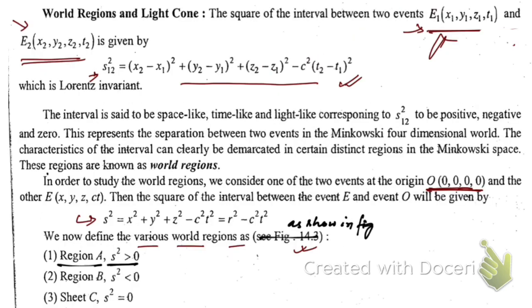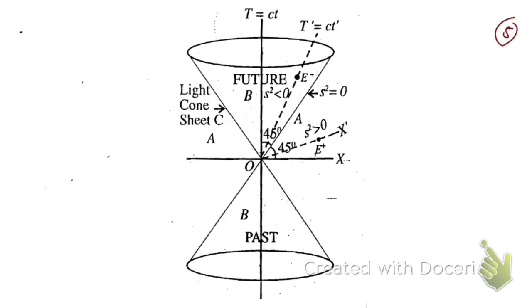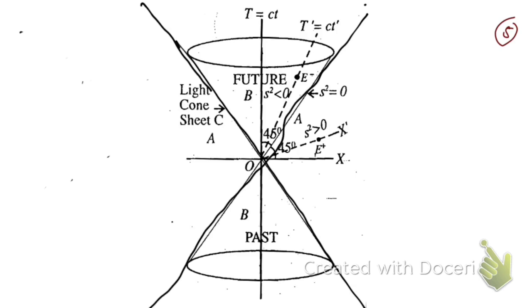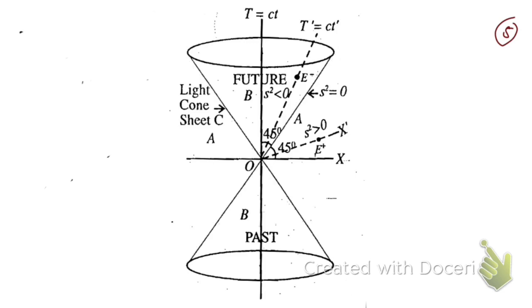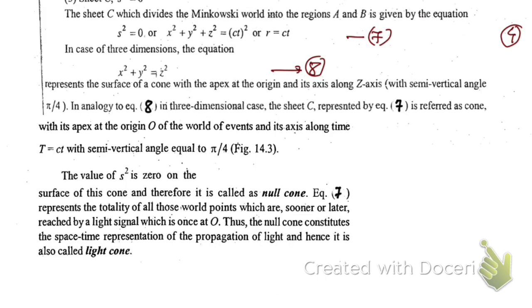And here you see s is equal to 0. Sheet C means this one. Here you see, this is the sheet C, this one, and here also s is equal to 0. These two are not lines now, these are sheets in this 3 dimension, in the 4-dimensional case as well.